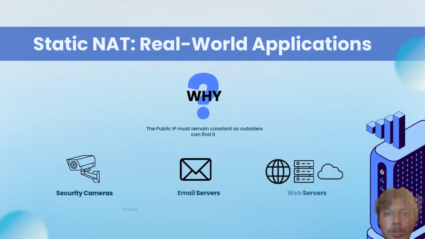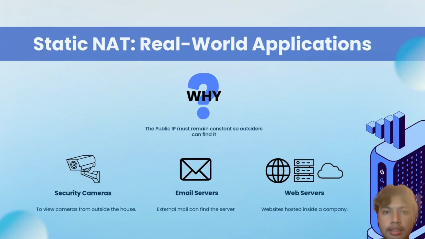Now we will take a look at some of the real-world applications where static NAT is implemented. Why is static NAT implemented? It is to make the public IP remain constant so that outsiders can find it. And this is very perfect for some examples. The first one is security cameras, so that you can view your home cameras from outside of your house. The second one is email servers, where external mail can find the server so that it doesn't get lost.